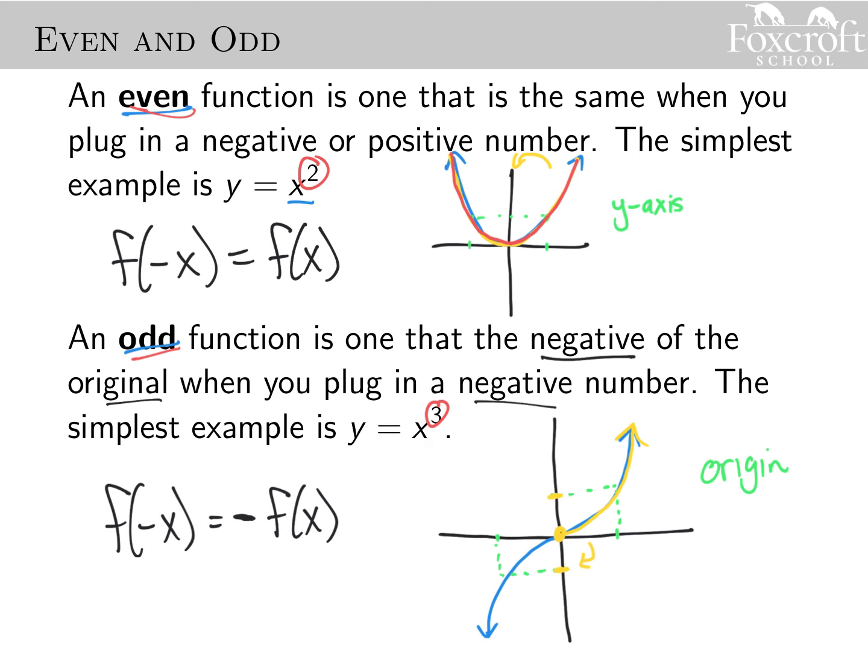All right, so these are things you can talk about with a lot of different types of functions, but we'll see how they apply to our trig functions in a second. So even, plugging in a positive and negative is the exact same thing. Odd, plugging in a negative is just a negative of the original. So we'll see how that works in our trig functions.